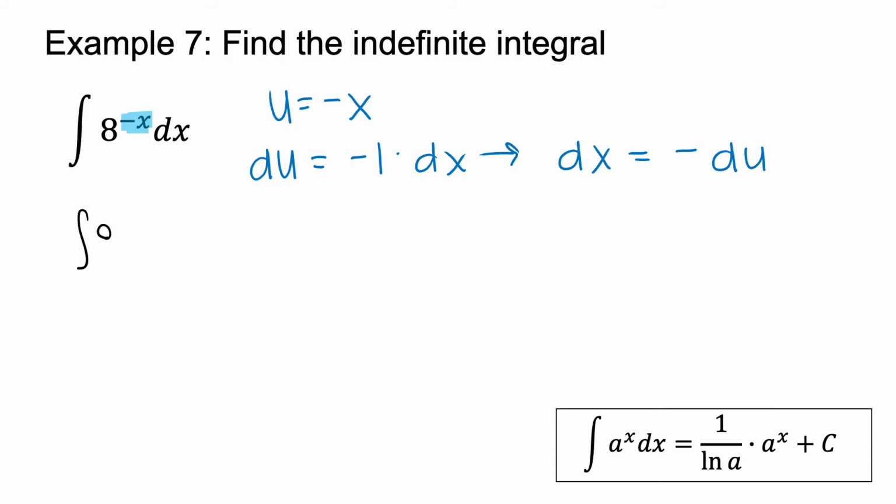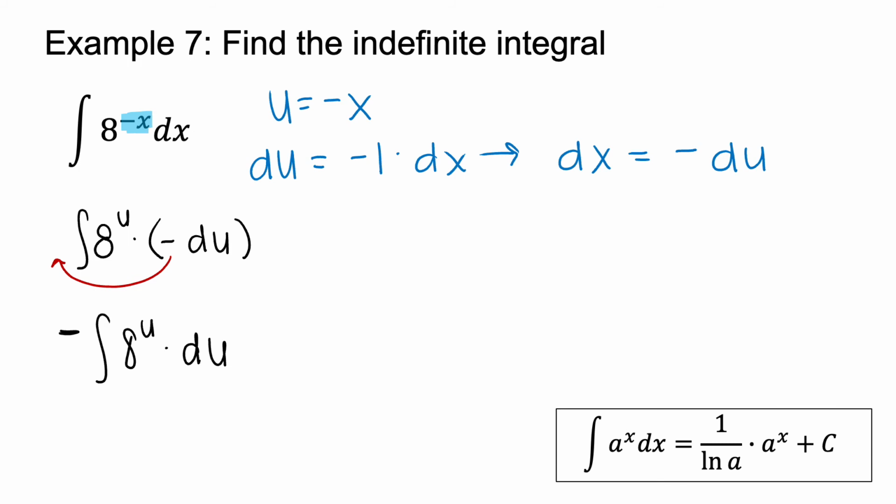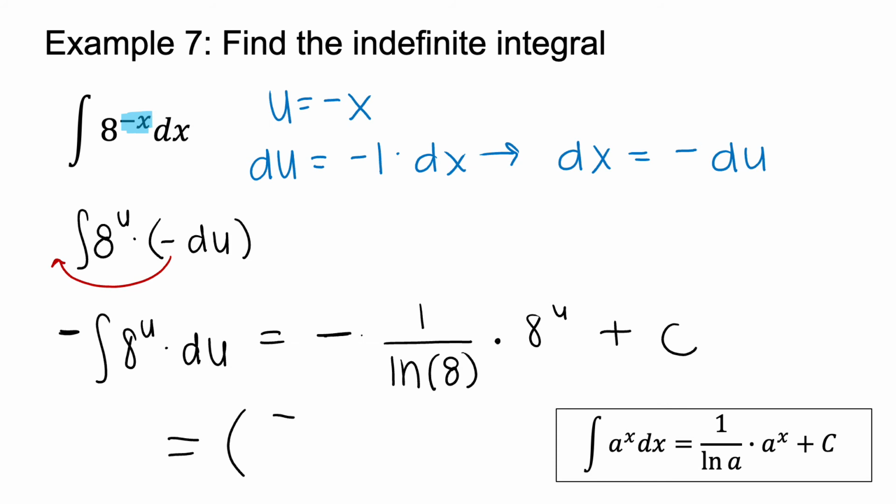Remember, with u substitution, you then want to go ahead and replace everything you can. So we really want to be integrating 8 to the u times negative du. And because that negative is just really a negative 1 constant, we can pull it out to the front. So this is the negative antiderivative of 8 to the u du. Now we can follow our pattern where here our a value is equal to 8. So this is going to be the negative 1 over the natural log of our a, which is 8, times 8 to the u, and then of course a plus c. And then as always, our final step is going to be to go ahead and replace. So we could write this as negative 1 over the natural log of 8 times 8 to the negative x plus c.